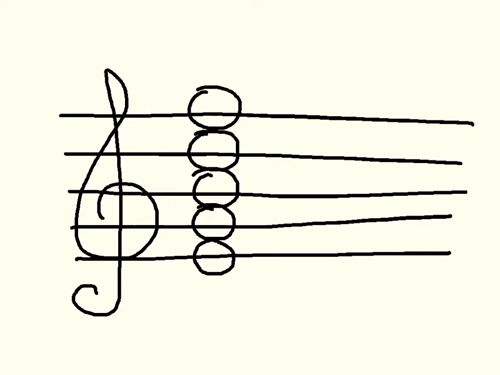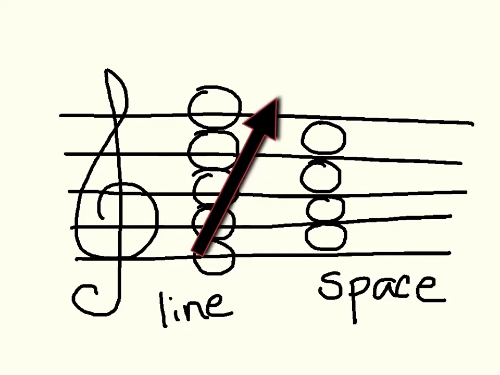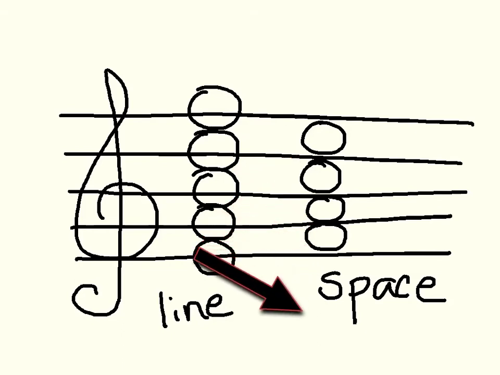I'm now going to draw 4 space notes. These notes are placed between the lines and live in the spaces of the staff. So once again, these are our line notes, and these are our space notes. And if we remember, the higher we travel up the staff, the higher the musical sounds go. And consequently, the lower we travel on the staff, the lower the sounds go.